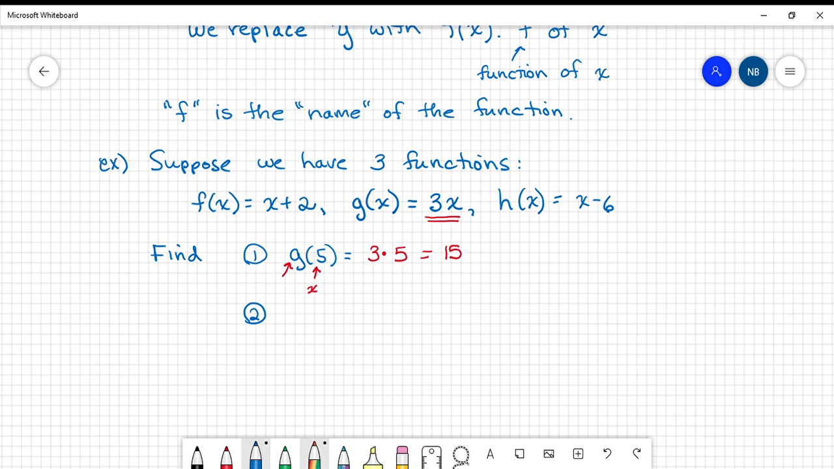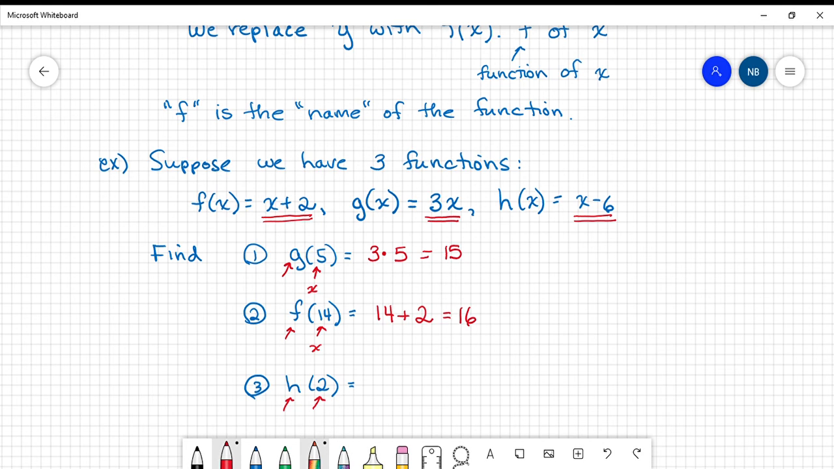Number 2, f of 14. Well, because we have an f, we look at x plus 2, and because we have a 14, we put 14 where the x used to be. And 14 plus 2 is 16. And number 3, h of 2. Now, because we have an h, we look at x minus 6. Because we have a 2 in the parentheses, we replace the x with a 2. And then we subtract 2 minus 6, which is negative 4.